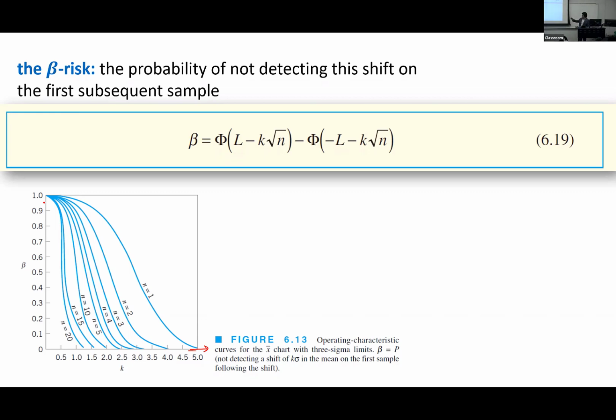And then you see the curve for different values of n, different values of sample size. Why? Because look at beta. Beta is a function of n. So you change n, beta changes. You change k, beta changes.